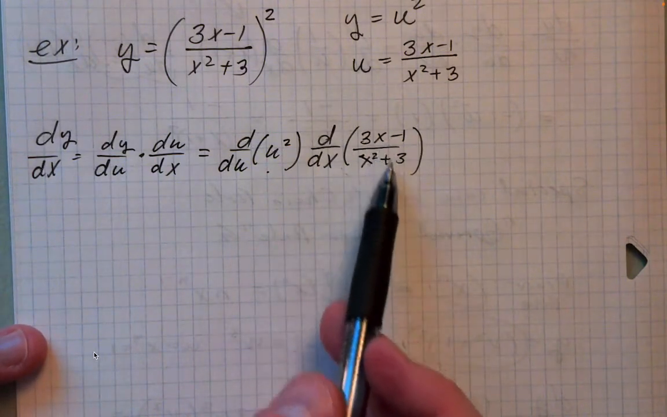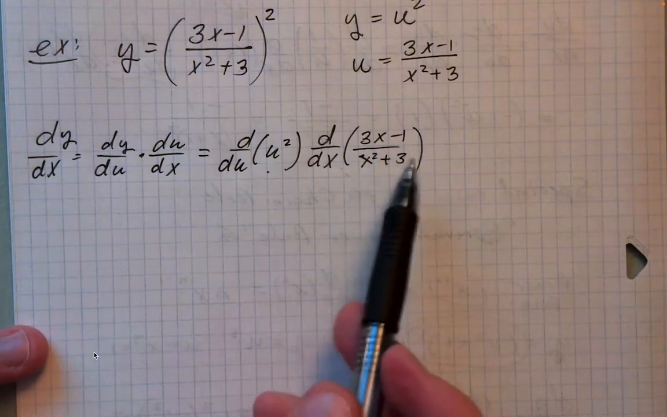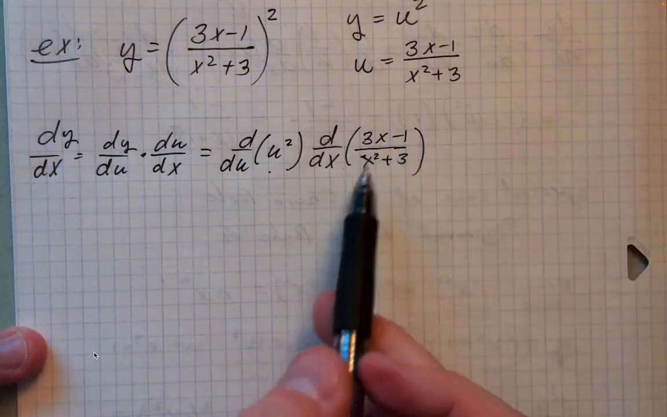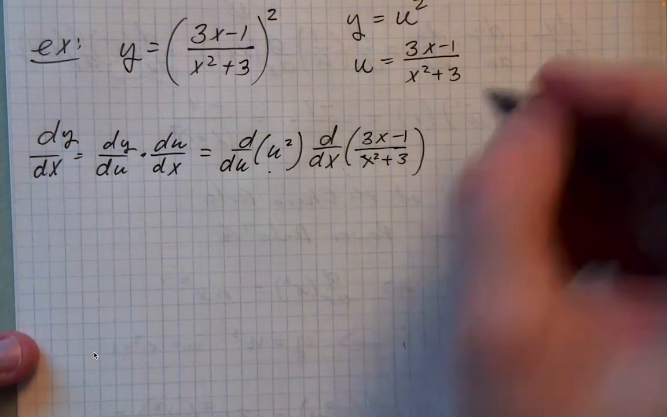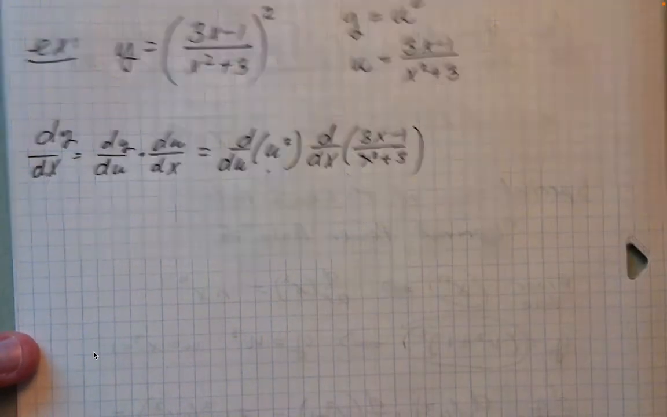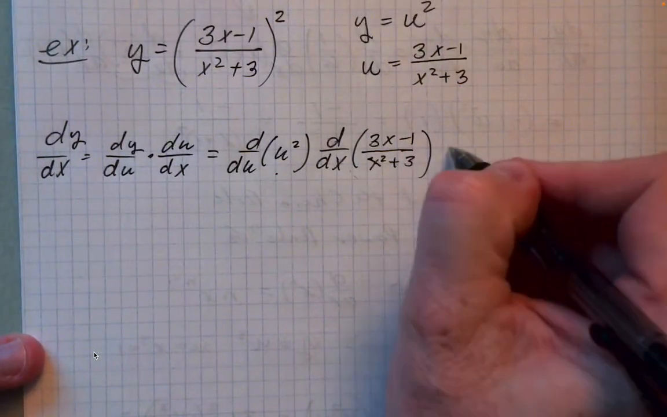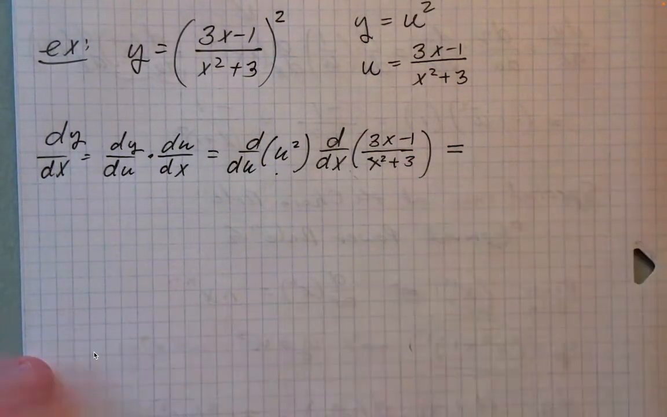Well, this is a quotient. It's a ratio of two polynomials, right? So we're going to have to use the quotient rule probably on this. That would be the most straightforward way to do it. So here's an example where we're using the quotient rule inside of the chain rule. Okay, so let's sort that all out.